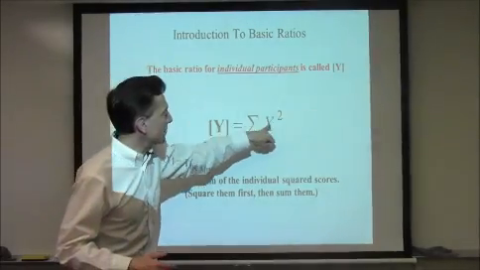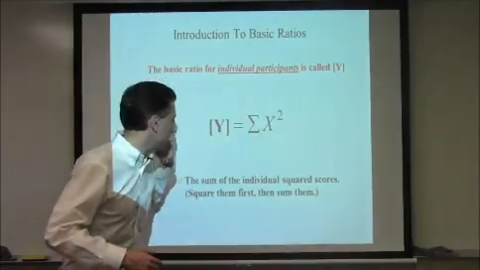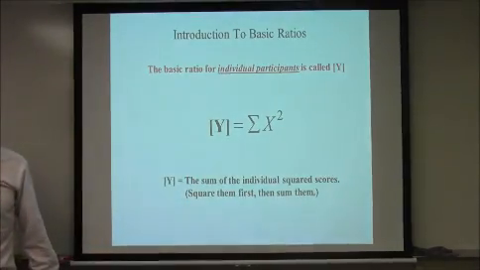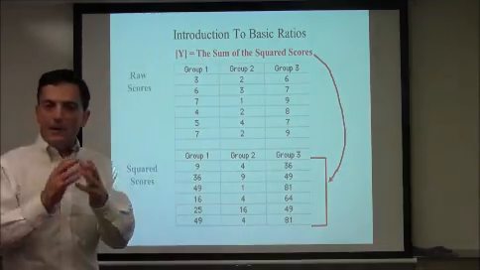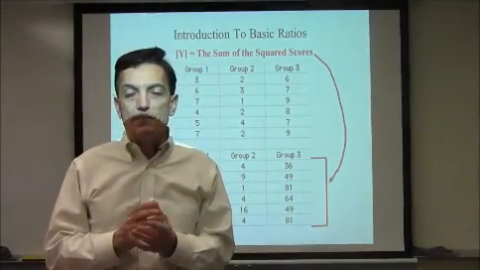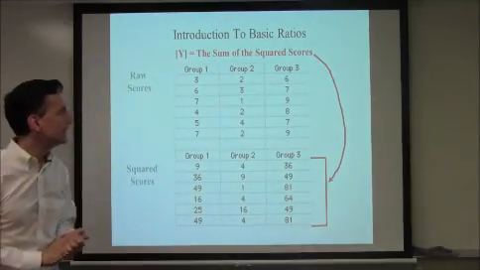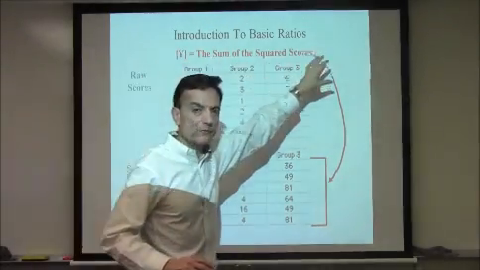Here, you can see that we have to exponentiate first, and then we're going to add later. So we're going to square them first, then sum them. Okay? Let's see if we can take a specific example. How might this look inside of Excel, or maybe even inside of SPSS if we had a spreadsheet that contained our data? We'll assume that we're running a study that has three groups.